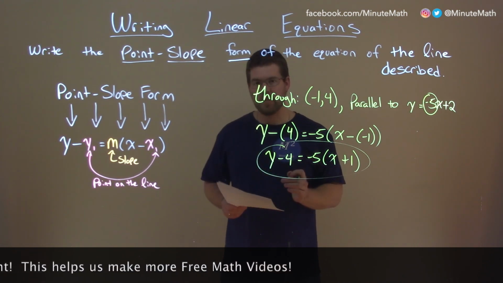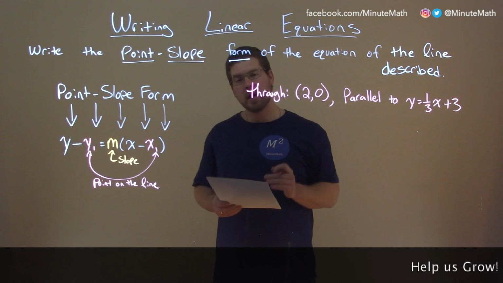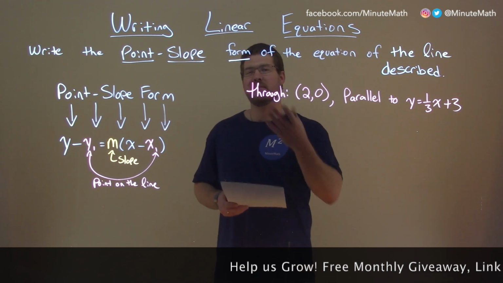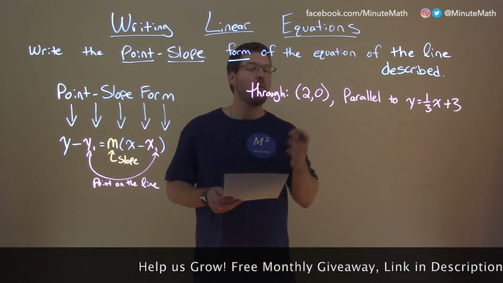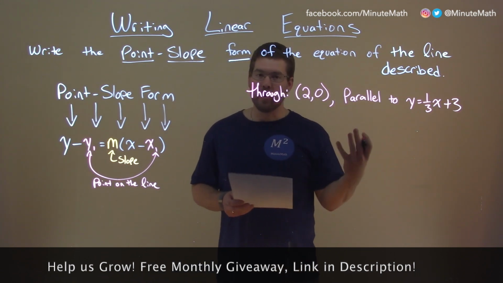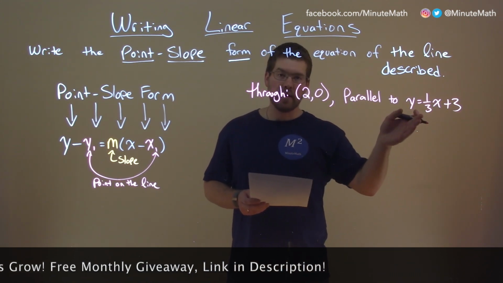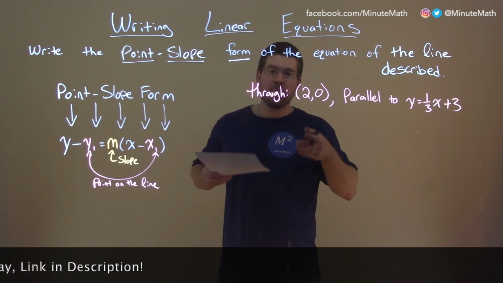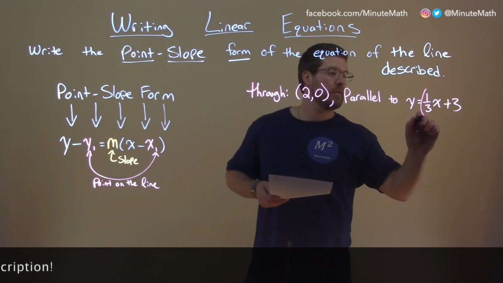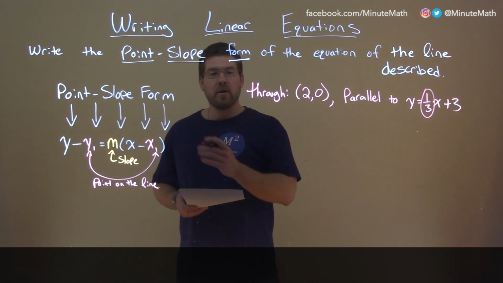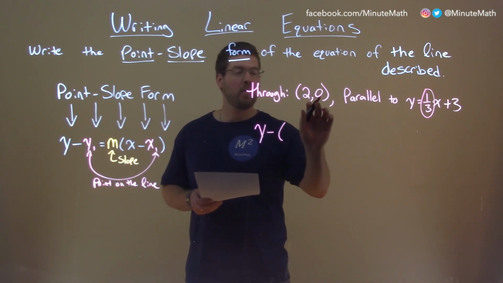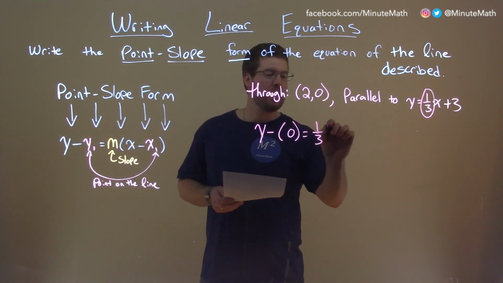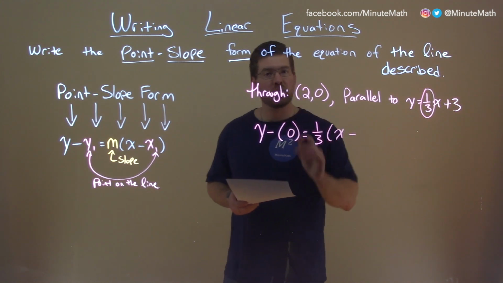Given this problem: through 2, 0, and it's parallel to y equals 1/3 x plus 3, and we want to write this in point-slope form. Well, what do we need to do? We have a point, we need a slope. They give us that our line is parallel to this line. This line has a slope of 1/3. Parallel lines have the same slope, so therefore our line has a slope of 1/3. So now let's use our equation. y minus y1, which is 0 here, equals our slope here, 1/3, times x minus x1, which is 2.